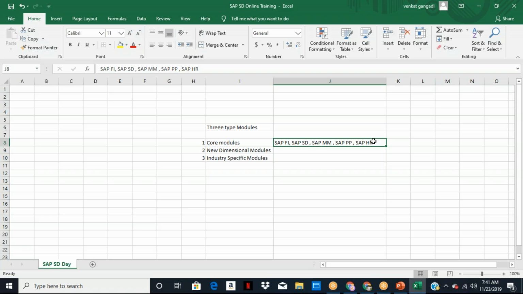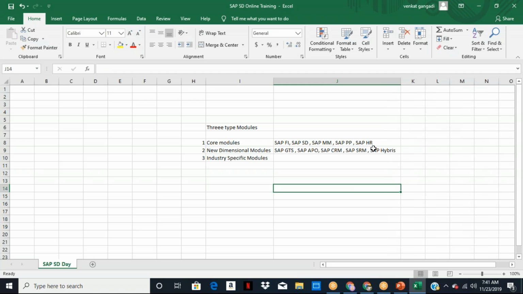Those modules do not require any kind of a separate instance of the separate system. And the second category of SAP ERP products or modules are SAP GTS, SAP APO, SAP CRM, SAP SRM, SAP Hybris. These kinds of modules are called new dimensional modules.